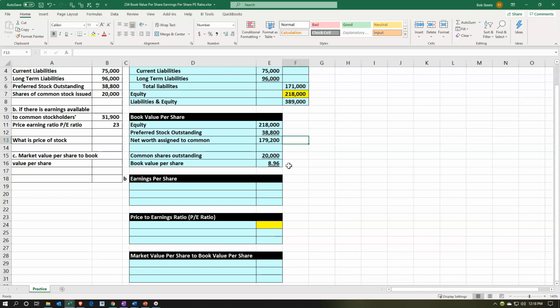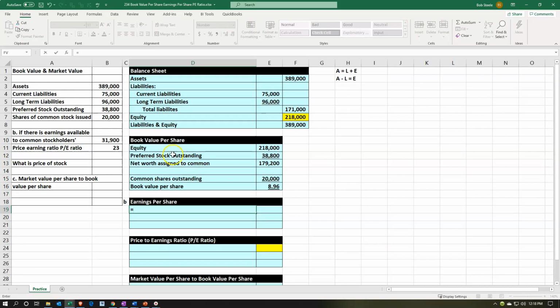Now let's consider the earnings per share calculation, which we have seen in the past. We saw that the earnings were equal to this amount. I'm going to copy and paste it. That's going to be the earnings available to the common stockholders.